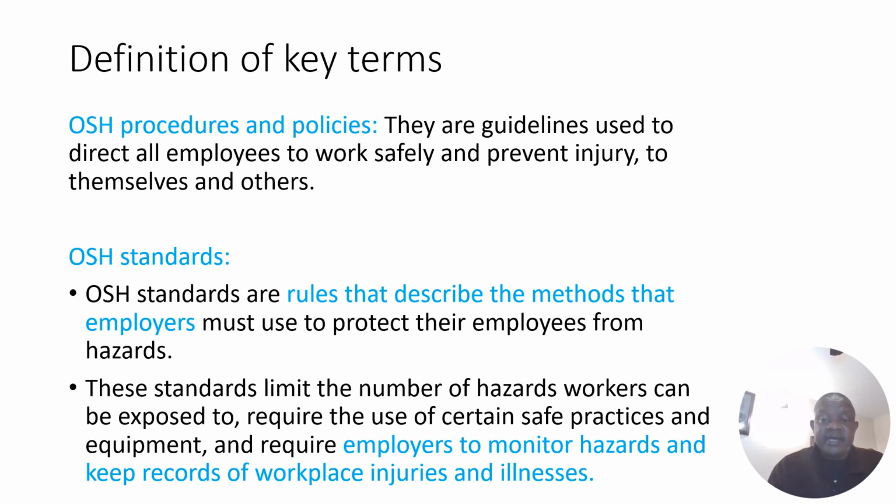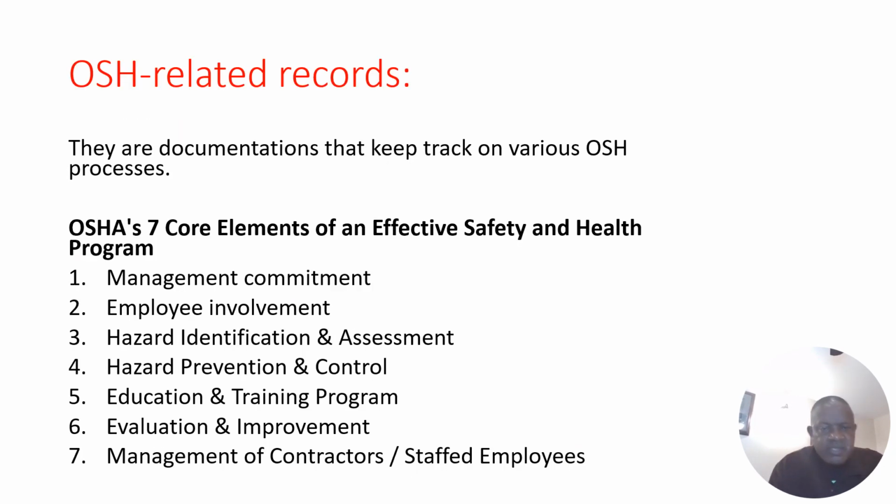We said in the other presentations that this is mainly the responsibility of the security department, working hand in hand with the HR department, to monitor hazards and keep records of workplace injuries and illness. It is the responsibility of the security department to do these things. We say occupational safety and health related records. What are some of the records? These are documentations that keep track of various occupational safety and health processes.